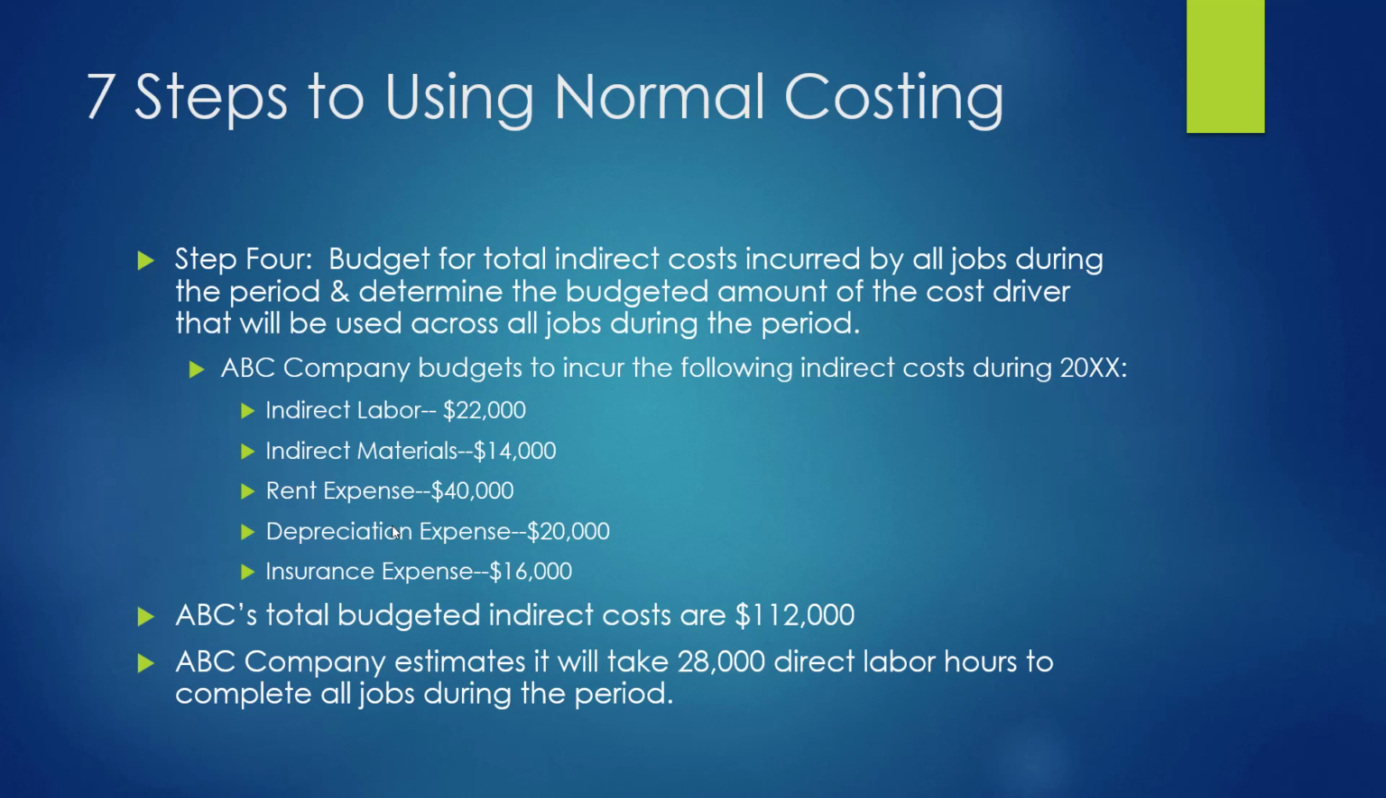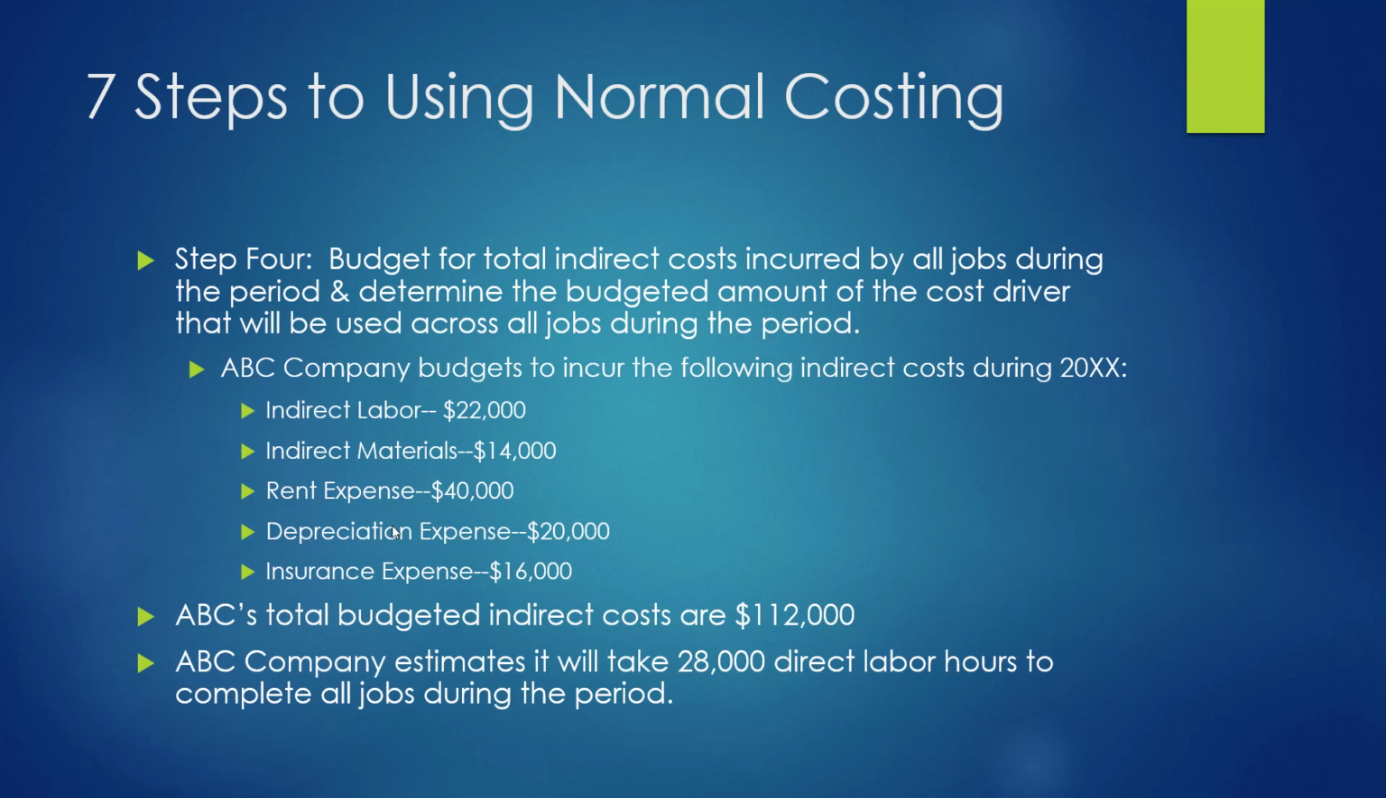Depreciation, they might use some kind of variable depreciation method like units of production. They're going to estimate the depreciation expense for the period across all jobs is going to be $20,000, and insurance is usually pretty fixed as well. So they're going to make a guess. They don't really need to make a guess. They're pretty sure that insurance is going to cost $16,000 during the period.